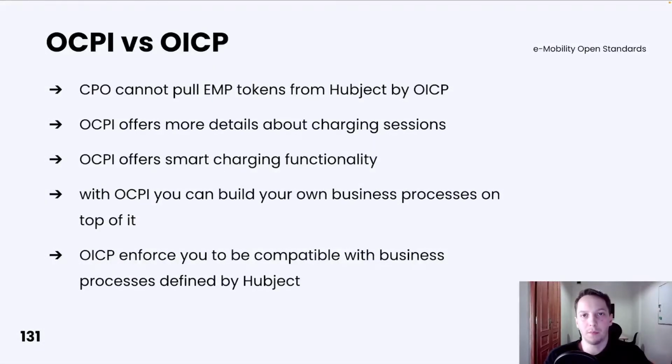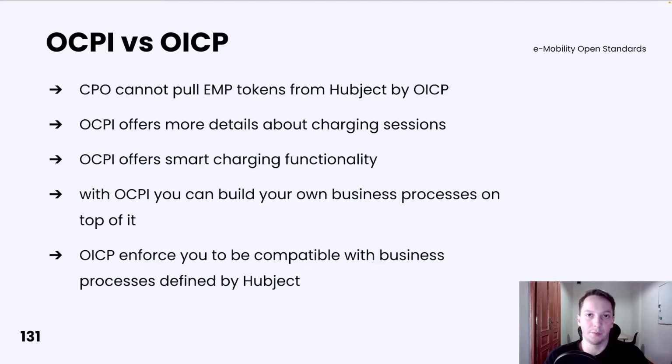One of the most important differences we have encountered is connected with the previously mentioned authentication data. In OICP, a CPO cannot pull EMP authentication data from the Hubject platform, while in OCPI, a CPO can pull it directly from the eMSP partner. But why is that so important?